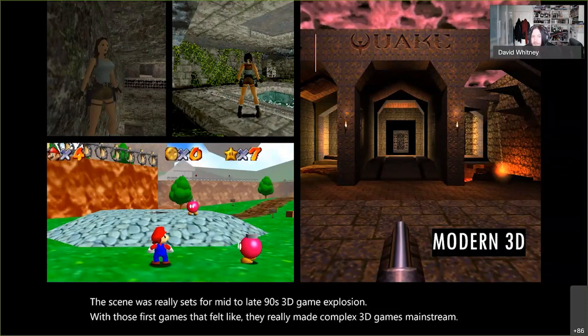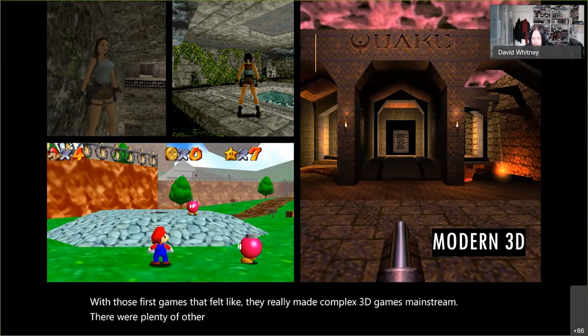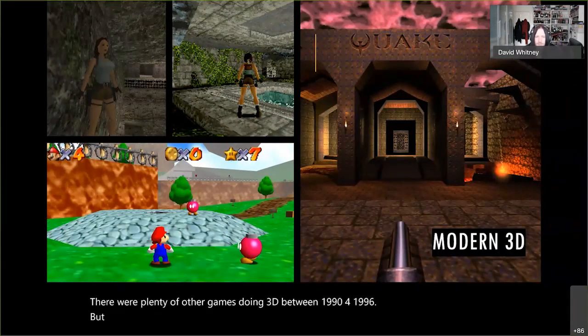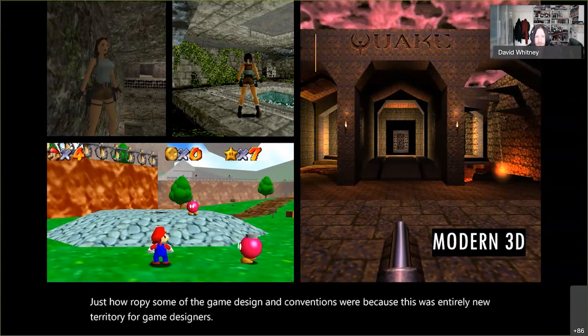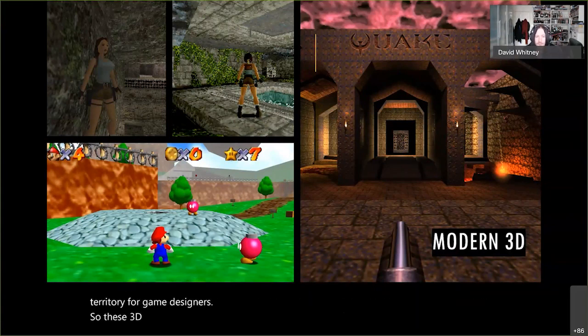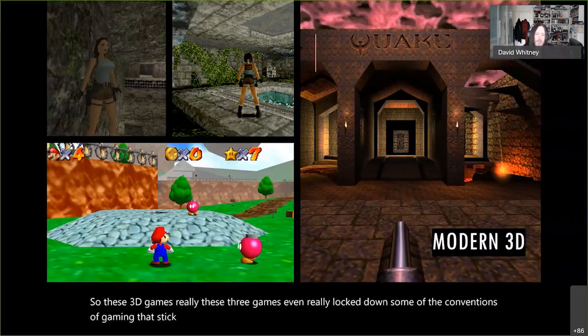There were plenty of other games doing 3D between 1994 and 1996, but it's easy to forget just how ropey some of the game design and conventions were, because this was entirely new territory for game designers. So these three games, even, really locked down some of the conventions of gaming that stick around today. So we're talking about 3D camera control, first-person perspectives, and interactivity.